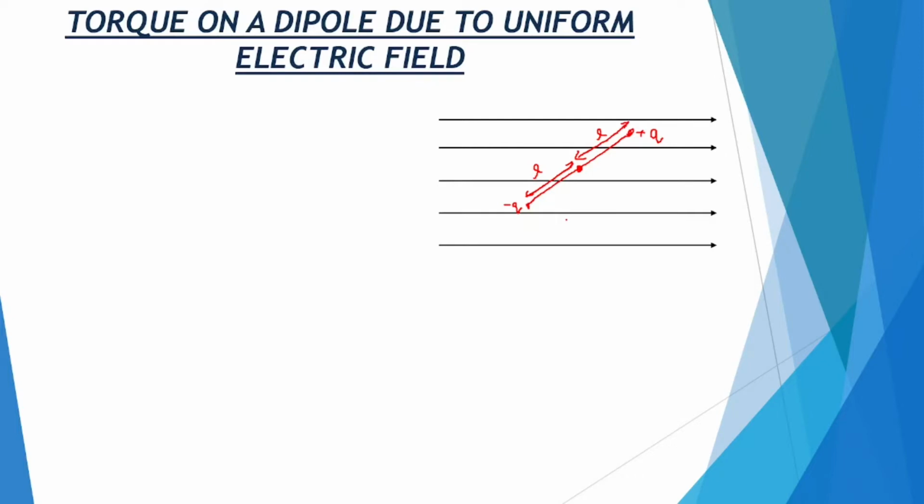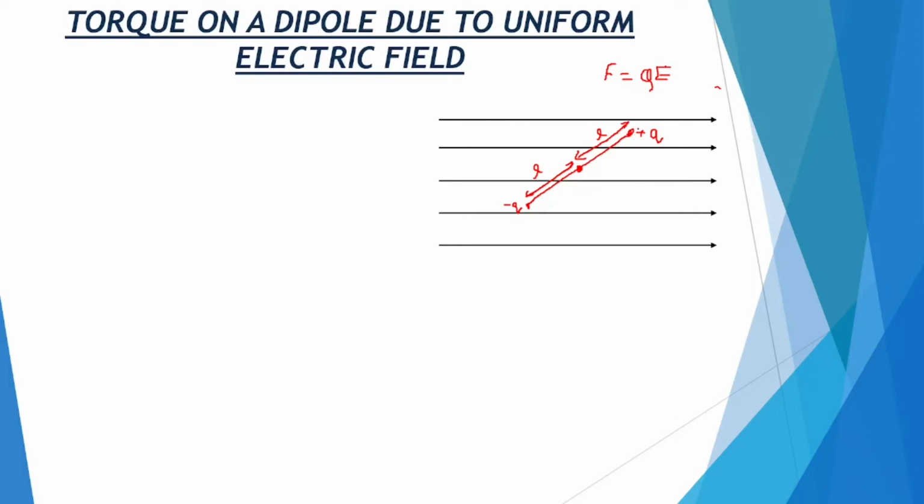Now this dipole is situated in an electric field, right? So when a dipole is in an electric field, it experiences a force. So what will be the force acting on each of the charges? The relation between force and electric field is F is equal to qE. So this will be the force acting on each of the charges. Now we need to know the direction of force acting on these charges.